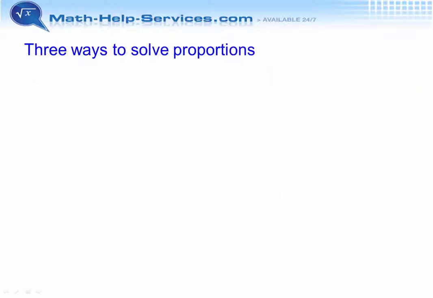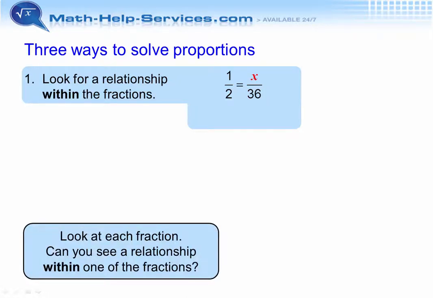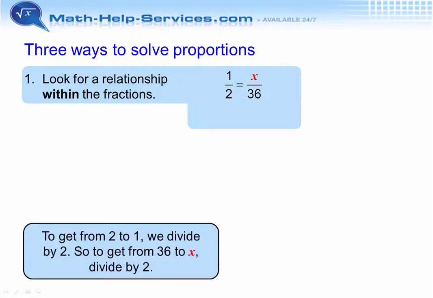Three ways to solve proportions. First, look for a relationship within the fractions. For instance, 1 to 2 equals x to 36. Look at each fraction. Can you see a relationship within one of the fractions? To get from 2 to 1, we divide by 2. So to get from 36 to x, we divide by 2. Dividing, we see that x should be 18.